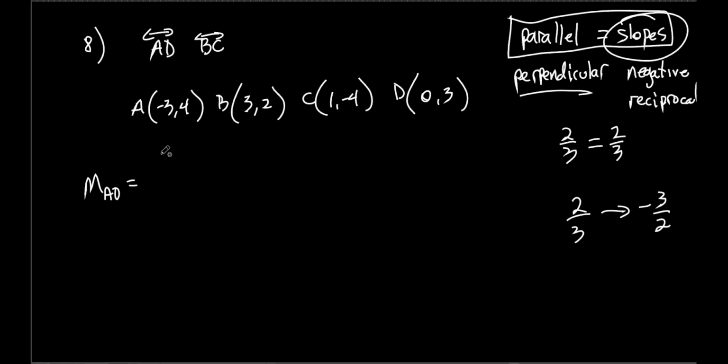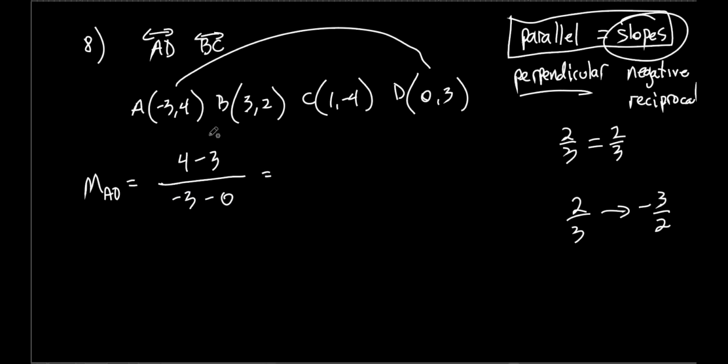All right, the slope between A and D. So here's A and here's D. So what do we do? Subtract the y's, 4 minus 3. Okay, and then subtract the x's. That's -3 minus 0. So what's the slope of AD? It's 1 over -3, or -1/3, correct?